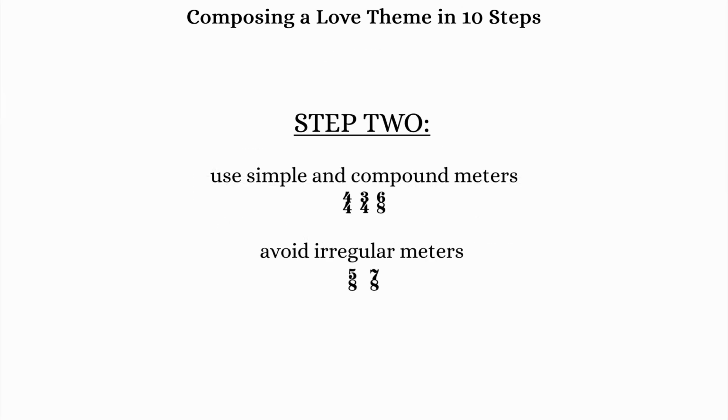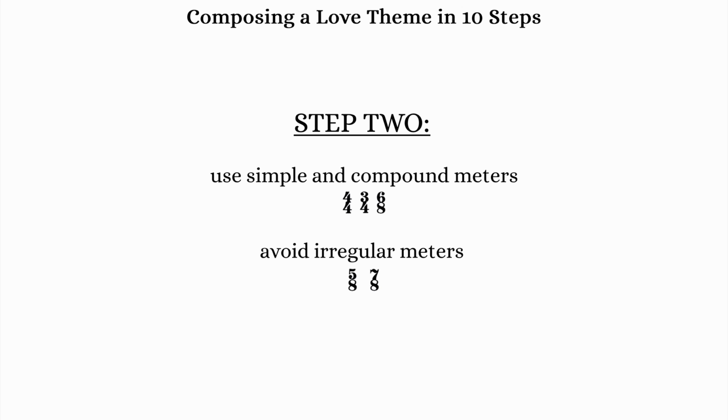Step 2. Meter or time signature. This is obviously related to the previous step as the meter and tempo go hand in hand. But all of the love themes that I studied had regular meters like 4/4 or 3/4 or 6/8. I didn't find any examples with an irregular time signature like 5/8 or 5/4 or 7/8. Does that mean you couldn't write a successful love theme with an irregular time signature? Of course not, but these are simply guidelines based on what's most common.